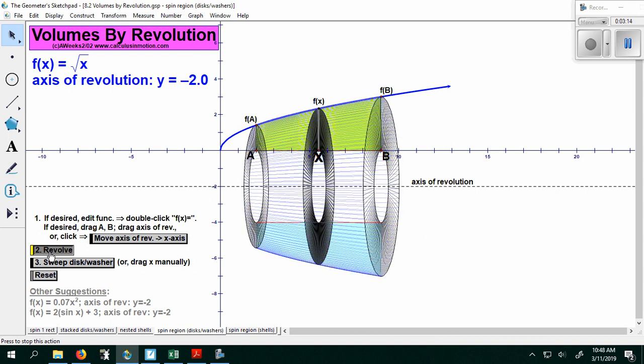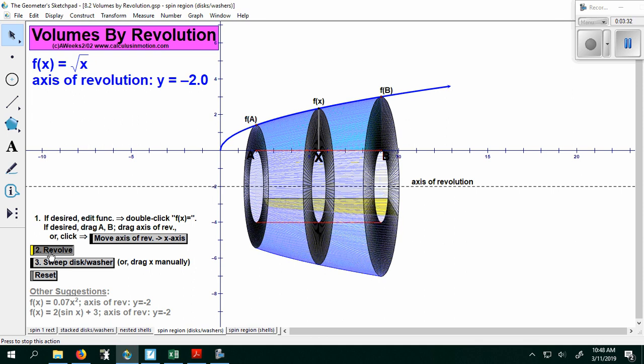Oh, sorry, this time we're revolving around a different axis of revolution. The axis is not the x-axis. So instead of disks, what are these things that I'm forming? These tubes, yeah, tubes with a very little thickness. We call them washers. Good.